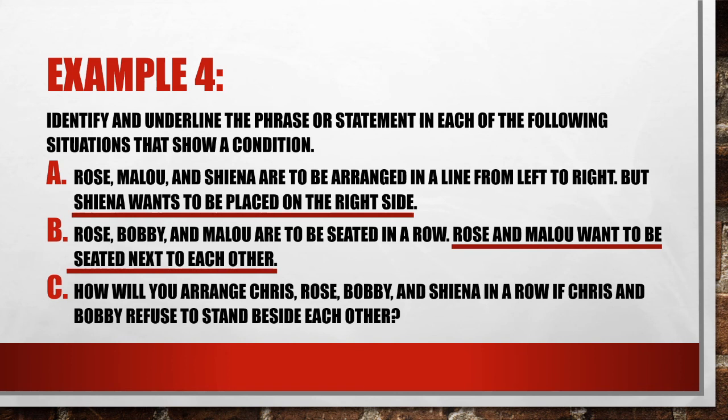Next is sa letter C naman tayo. How will you arrange Chris, Rose, Bobby, and Sheena in a row if Chris and Bobby refuse to stand beside each other? Ayan, so ayaw nilang magkatabi. Etong si Bobby at si Chris. So, ang condition dyan ay ito. If Chris and Bobby refuse to stand beside each other, ayaw nilang magkatabi. Okay, so dito sa statement natin that Chris and Bobby refuse to stand beside each other, show a condition.